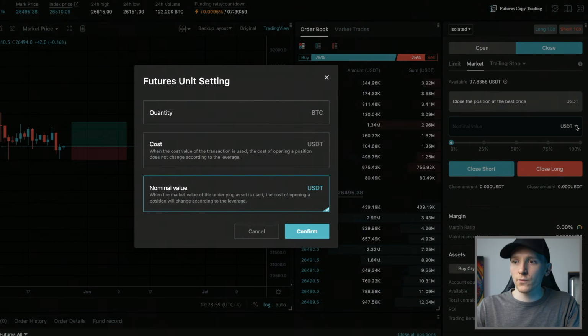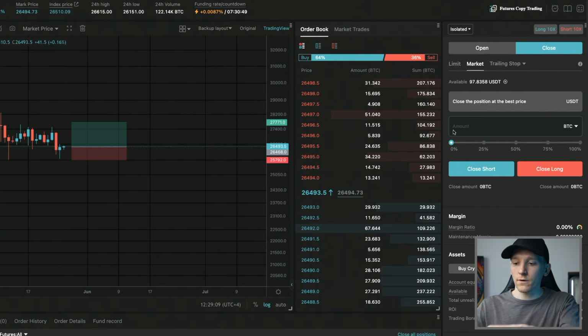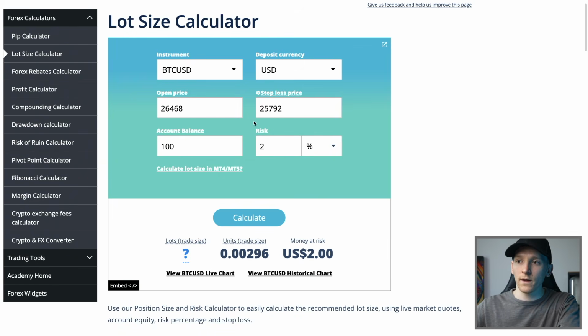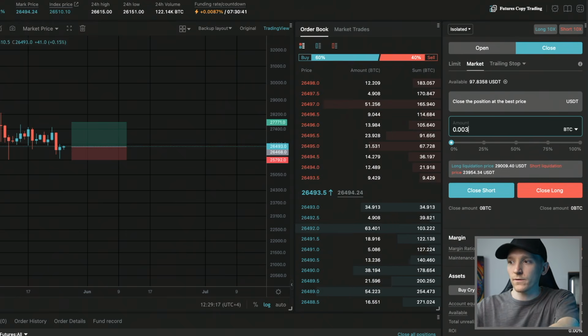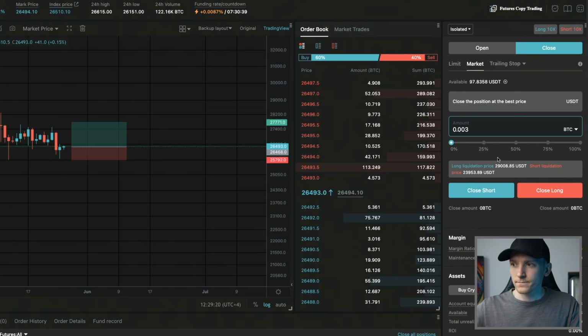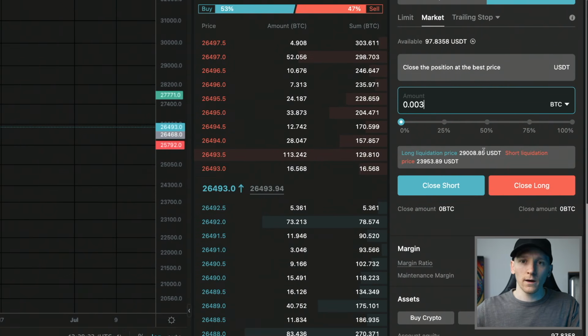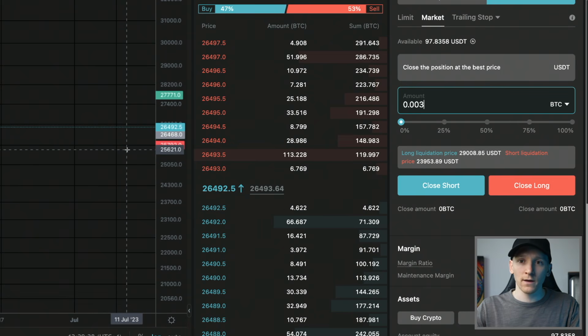And then what we can do is go to the unit, and we want to put this in as quantity right now. You can choose dollar amounts as well if it's easier for you, as you can see here, but we're going to go to quantity because what we're seeing is that this is telling us the exact quantity. So 0.003, something like that. And you can see that would be roughly a 2% loss on our portfolio if our stop is hit. So we know exactly our stop in terms of percentage drawdown. This is just telling us the size that we can go to make sure that we're not risking more of our portfolio than we want.